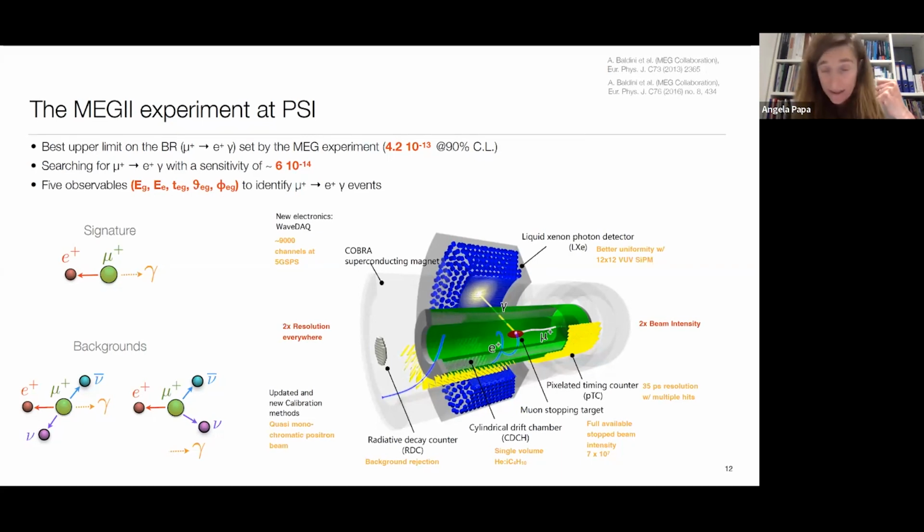But what we are still missing is the time, and the time comes from plastic scintillators coupled to silicon photomultipliers. Together with that, we also have other auxiliary detectors like this radiative decay counter that helps us reject the background. A complement to all the rest is given by this new electronics, the WaveDAQ, which gives us the possibility to digitize the waveform up to 5 gigasamples per second. And everything is supported by several calibration methods at different energies and conditions that allow us to be sure that the performance of each sub-detector is achieved and maintained over time.